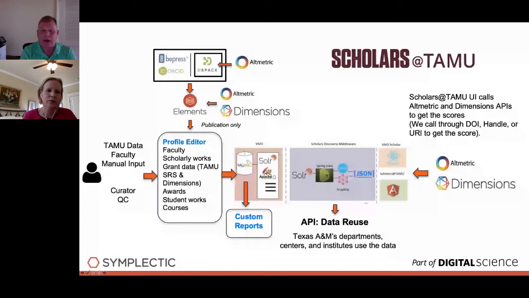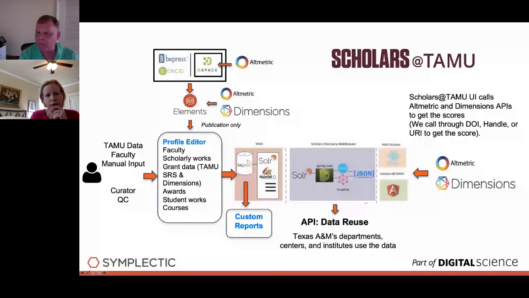Faculty have the ability to input and interact with their profiles through a homegrown profile editor, which is also drawing data from Symplectic Elements. And that goes into a SQL database, which is the basis for our custom reporting system, and then into our graph database, which is represented by the VIVO middleware system. A big part of our data reuse across campus is the API that's available through that middleware system. And then finally, VIVO Scholar is the external facing part of the system.